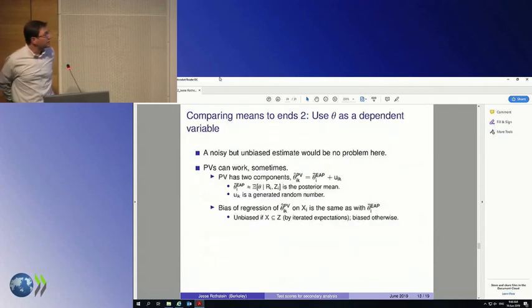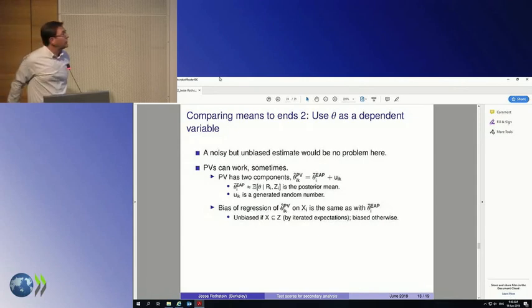Okay, now let's get to the uses I'm more interested in, using theta as a dependent variable. If we had a noisy but unbiased estimate, we'd be just fine. Again, this is the sort of situation economists are used to, where we have a noisy measure of somebody's wages, but as long as it's a classical measurement error, it's fine to use it on the left-hand side. We don't have that. PVs can work in certain circumstances.